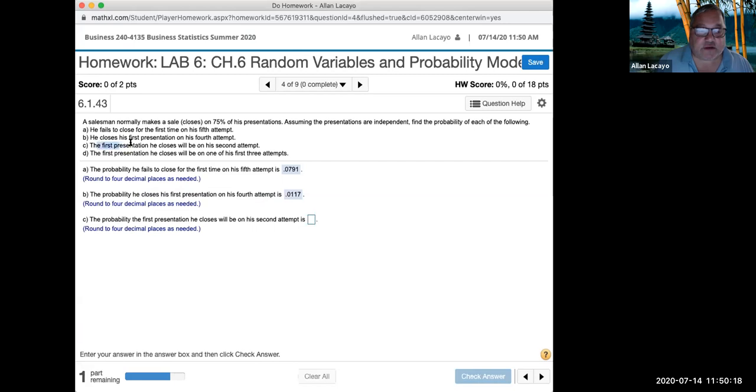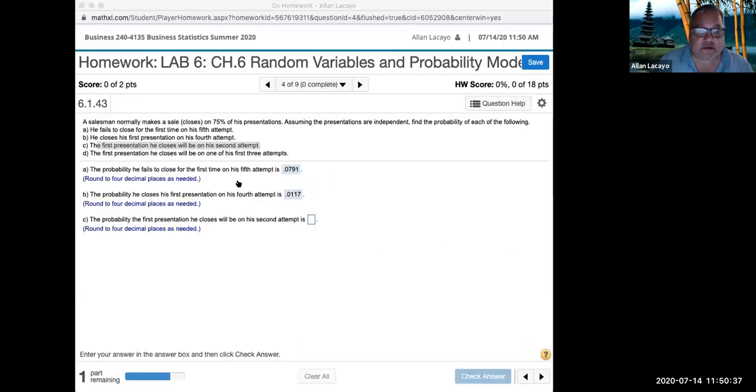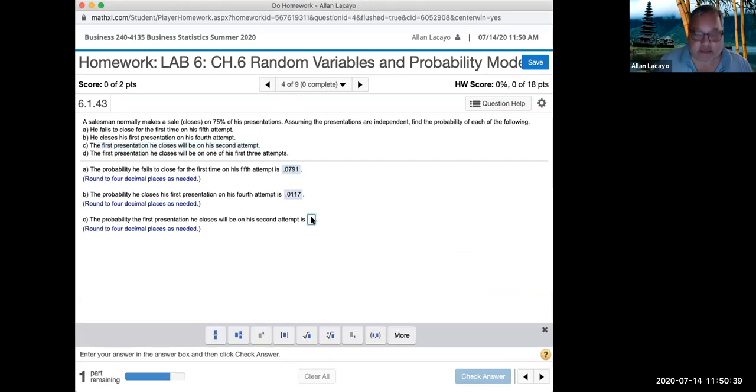Then what is the probability that the first closing happens on the 2nd attempt? To do that, I just go back to the calculator, and where I set 4, I set 2 now. That's almost 19%, 0.1875. So then I go back to the lab and I put 0.1875.